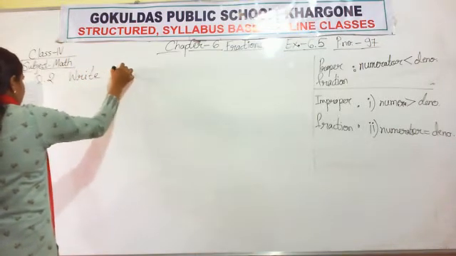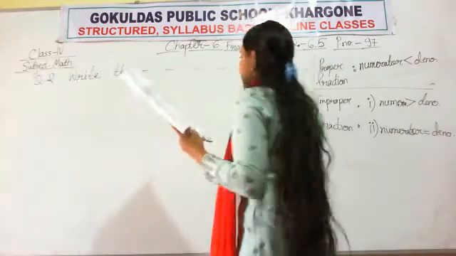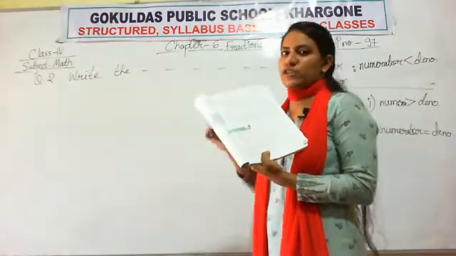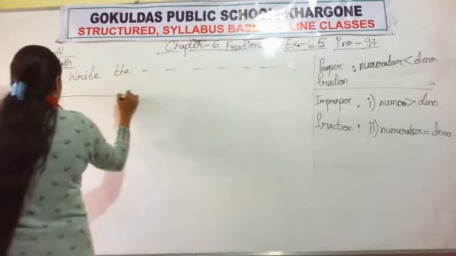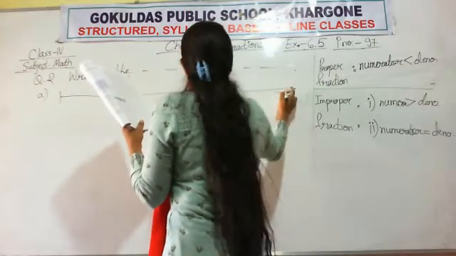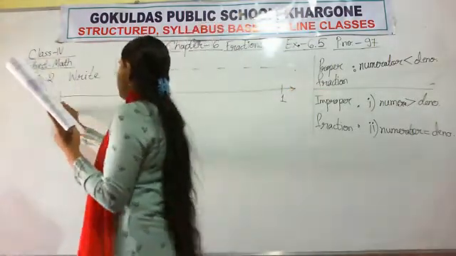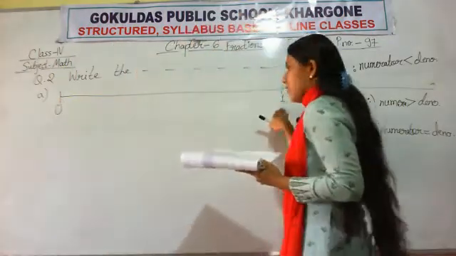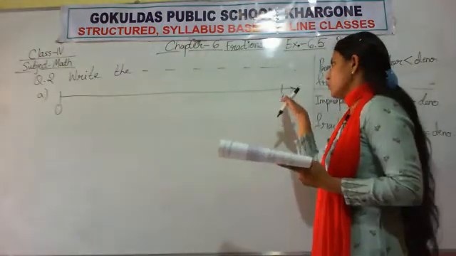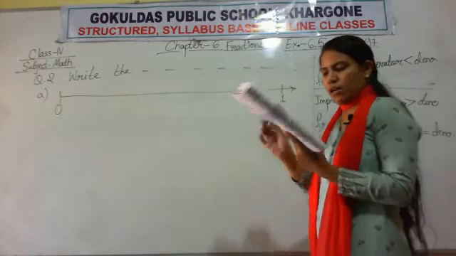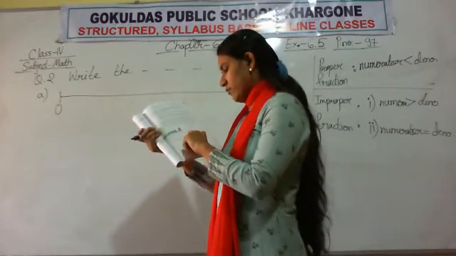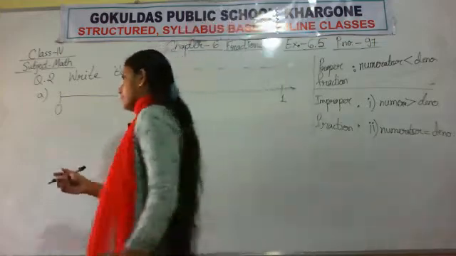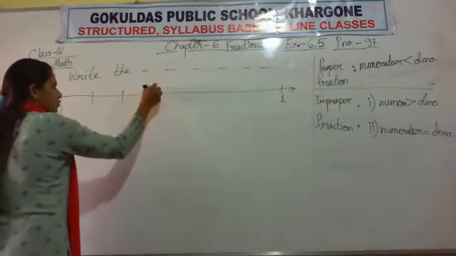Write the fraction. Now they have given us the number line and you need to write just a fraction. A number line is drawn like this. 0, the starting point is 0, the last point is 1. Now count how many equal parts? 1, 2, 3, 4, 5, 6, 7, 8 and 9. 9 equal parts are there. 1, 2, 3, 4.